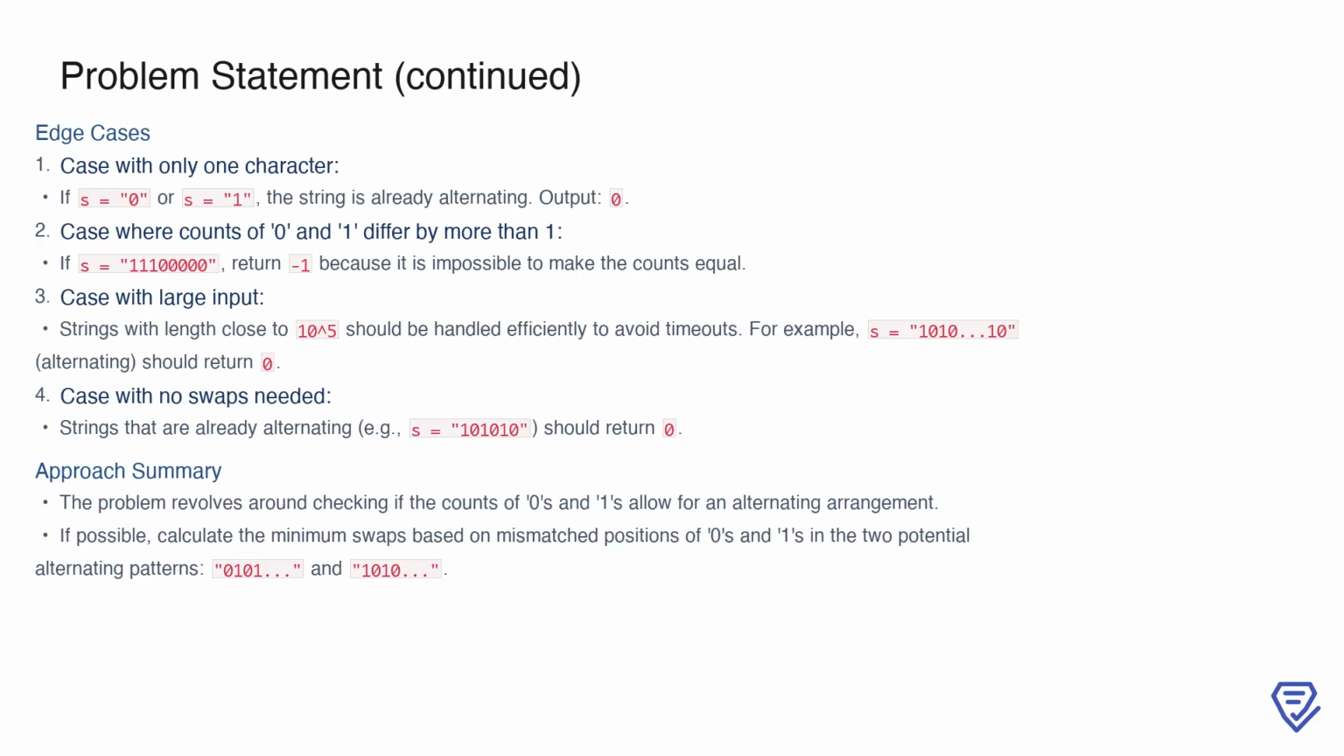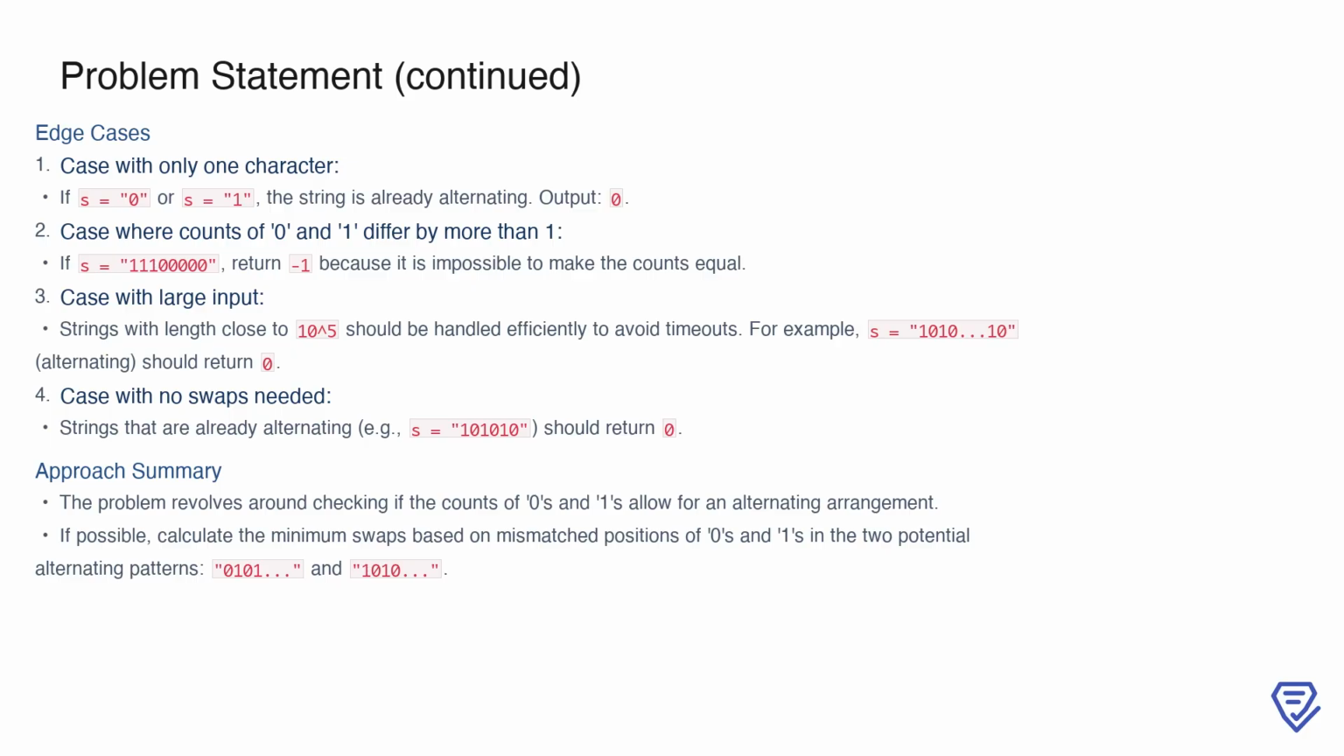Let's now consider some edge cases to clarify the problem further. If the string has only one character, such as S equals 0 or S equals 1, the string is already alternating, so the output is 0. Another important edge case is when the counts of zeros and ones differ by more than 1. For instance, if S equals 11100000, you should return -1 because it's impossible to balance the counts to create an alternating arrangement.